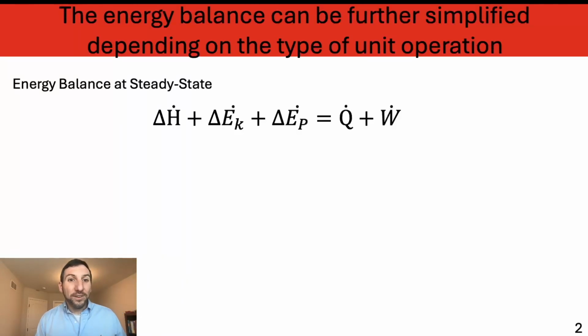So in the previous video, we were able to simplify our general energy balance equation to the following. The change in enthalpy plus the change in kinetic energy plus the change in potential energy equals heat plus work. And from here, depending on the unit, you still have the ability to further simplify your energy balance. So when you're working on different problems that have these different unit operations, you don't have to start at this general energy balance. You can actually start at an even more simplified version. So let's get into it.